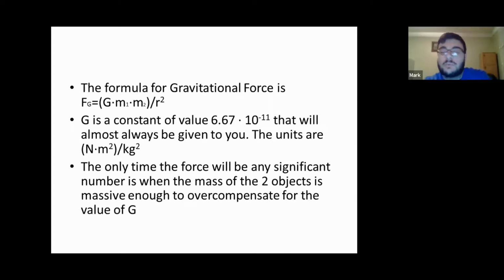The formula for gravitational force is big G times m1 times m2 over r squared. Big G is a constant and it has a fixed value. m1 is the mass of object 1, m2 is the mass of object 2, and r squared is the radius squared. The radius is the distance between the two objects, but it always goes from the center of mass of the two objects. So for example, the center of mass of the Earth is the center of the Earth. So it's always the distance from the center of the Earth to whatever other object it is.